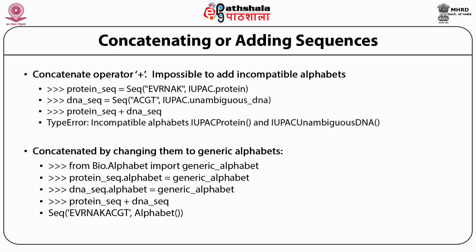When we do this, the alphabet information automatically gets converted to generic alphabet, and then we will be able to concatenate them. After this we say protein_seq plus DNA_seq, and then we get a new sequence object with generic alphabet information. You see, it gives the sequence. The first few are protein sequences, followed by the alphabets of the DNA sequence A, C, G, T, and the alphabet information here is empty. It doesn't contain anything because it is generic. We have concatenated them.